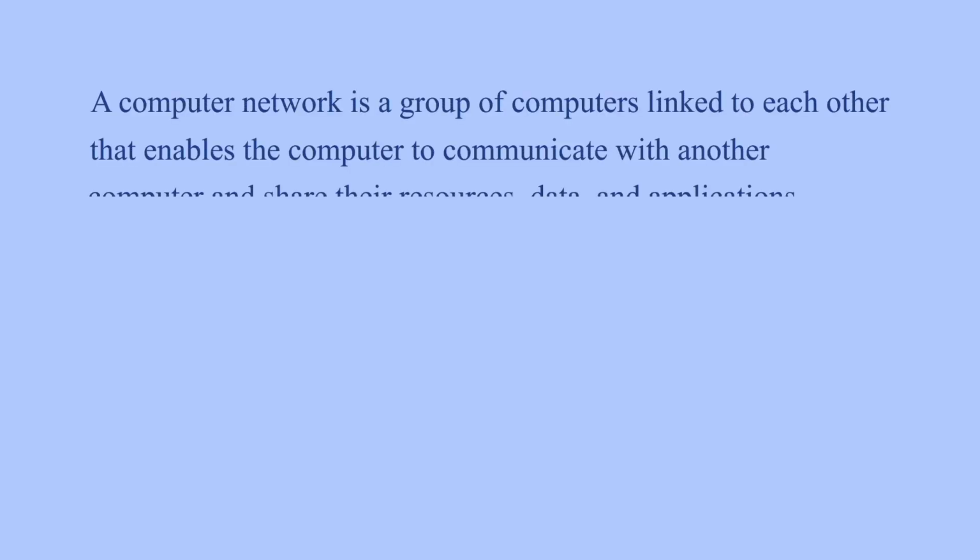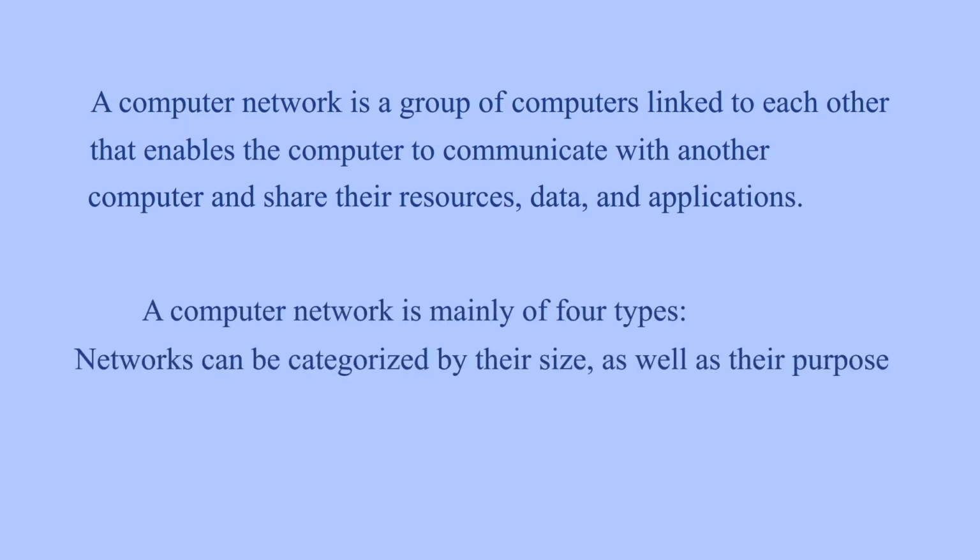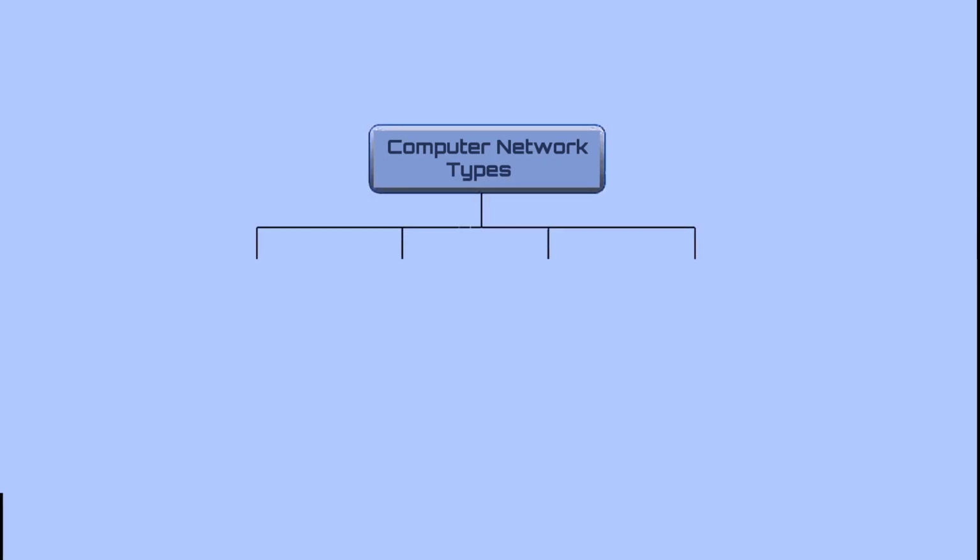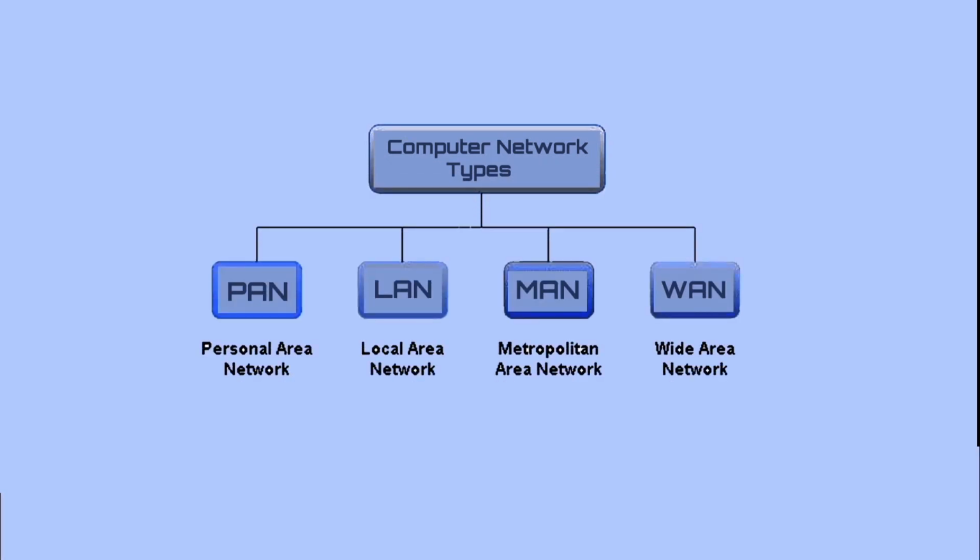Computer network types. So what we have learned so far, a computer network is a group of computers linked to each other that enables the computers to communicate with one another and share their resources, data and applications. There are different types of computer networks. They can be categorized by their size. A computer network is mainly of four types: LAN, local area network; PAN, personal area network; MAN, metropolitan area network; and WAN, wide area network.